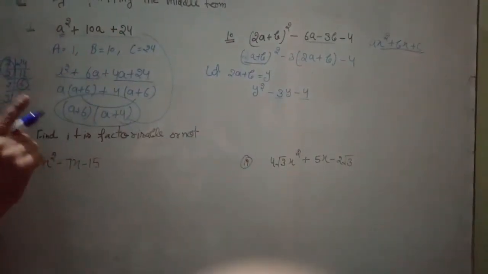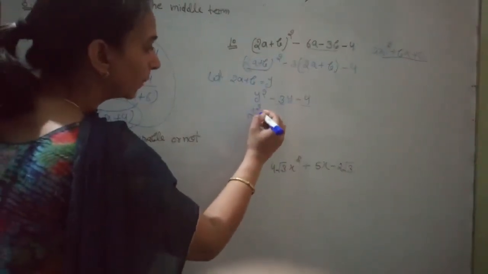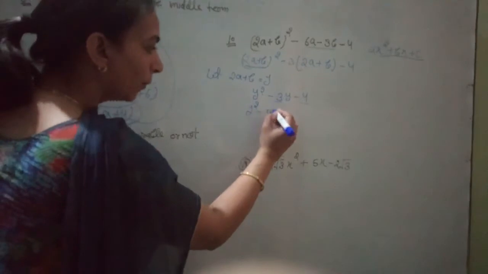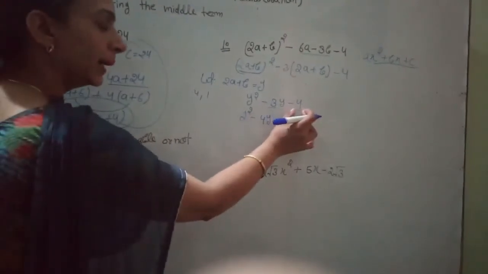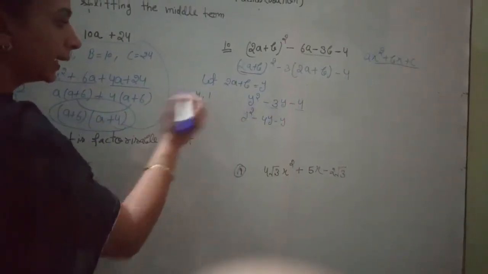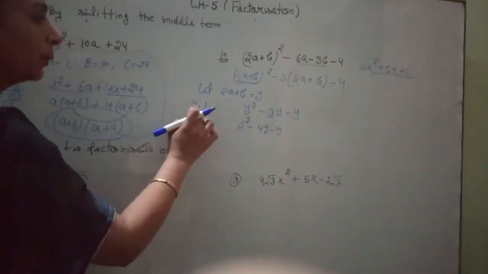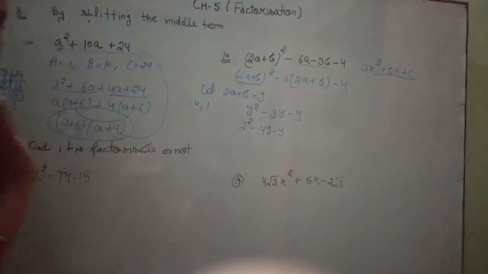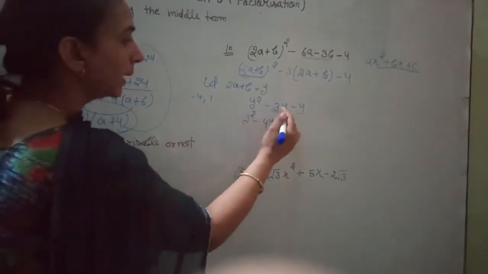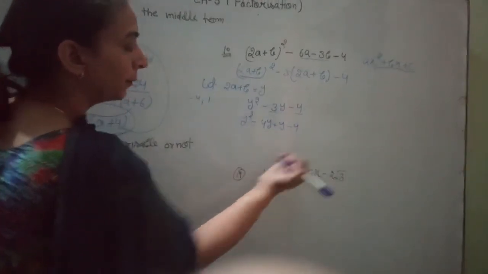The factors of 4 are 4 and 1, so for y square we take 4y minus y. First is 4, second is 1, and since the product is negative, one is positive and one is negative, but the greater is negative. So minus 4 plus 1 is minus 3, and minus 4 multiplied by 1 is minus 4. Clear? Then we can write y square minus 3y minus 4y plus y minus 4.